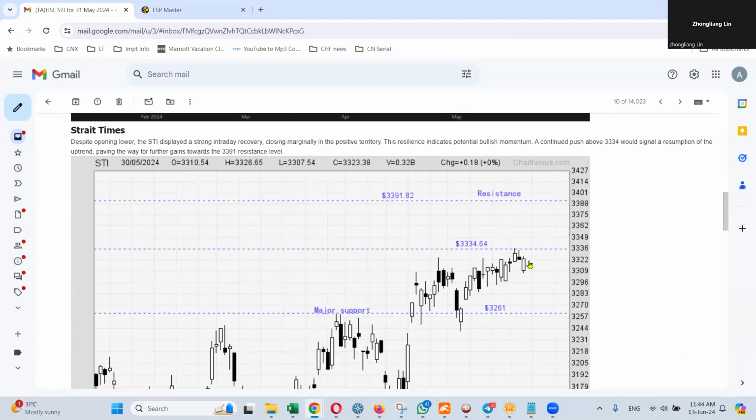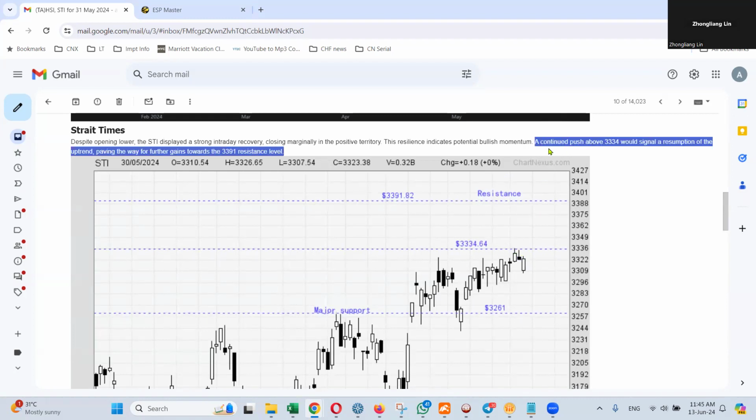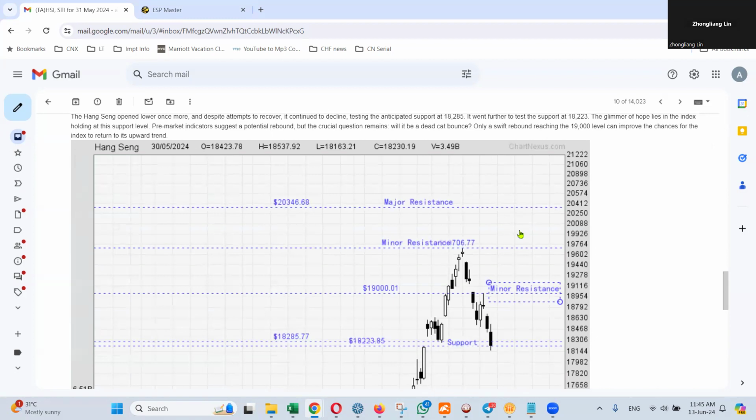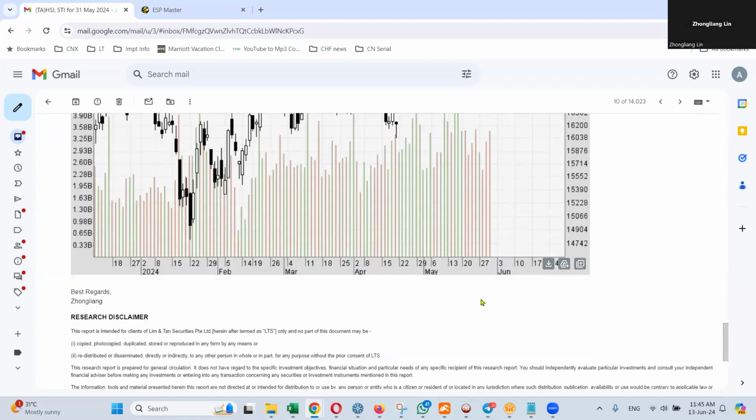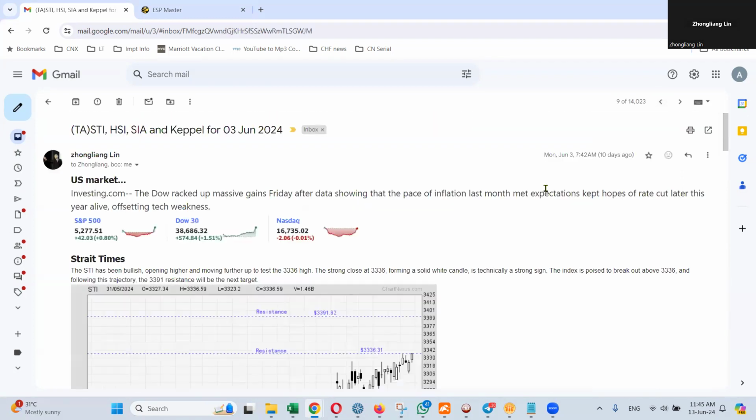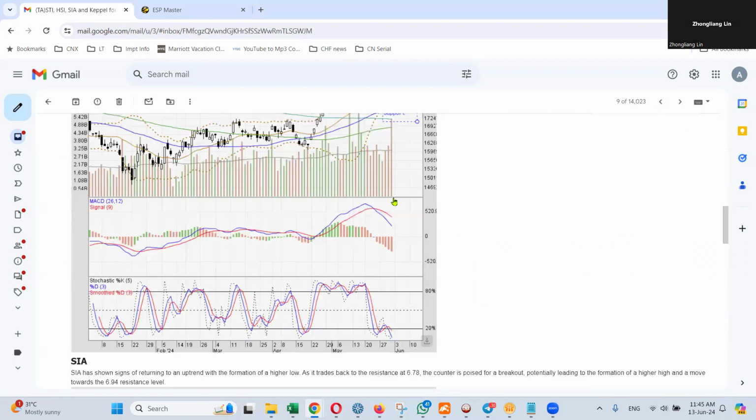STI continues to find direction, waiting for the next breakout to happen above 334. As I mentioned, we need to see STI continually push for the 334 level in order to go higher. And then this Hang Seng continued lower to this support level. So as I mentioned, that was the start of a downtrend. Okay, and in the next email, we talk about Keppel again.